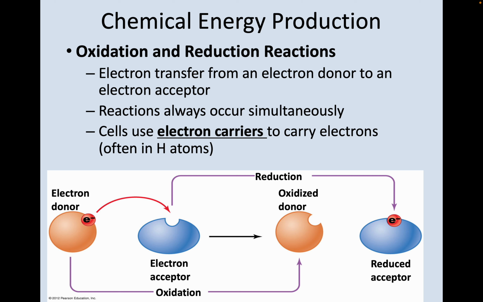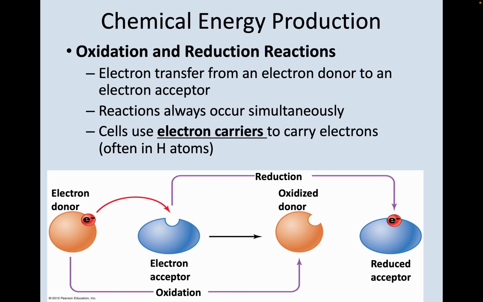All right, chemical energy. Oxidation and reduction reactions are how electrons are transferred from an electron donor to an electron acceptor. These reactions always happen simultaneously. Cells use electron carriers to carry electrons, and often they are carried in hydrogen atoms. So here we have an electron donor. It's giving up its electron here to an electron acceptor. So the electron donor is giving up an electron. Is it oxidized or reduced?